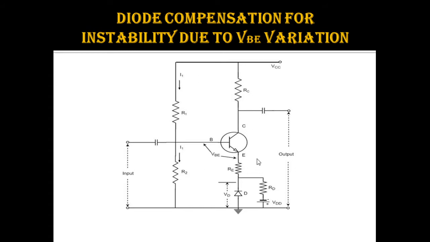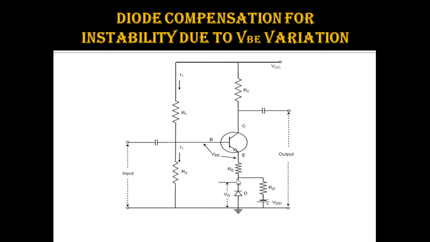It is a normal voltage divider biasing circuit where the diode D is attached here, okay, and it is being biased by using this VDD voltage, and the voltage across the diode is VD, and you have a resistance RD, okay. So now let us see how this diode compensation for instability due to VBE variation is going to work. In a silicon transistor, the changes in the value of VBE result in the changes in IC, okay. A diode can be employed in the emitter circuit. Can you see? Only at the emitter region this diode is attached.